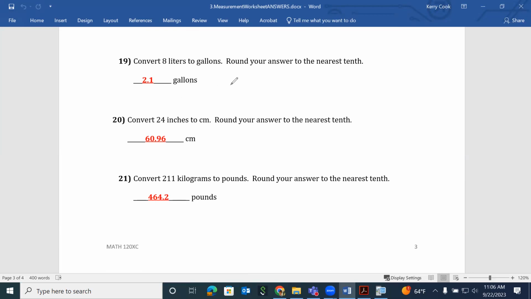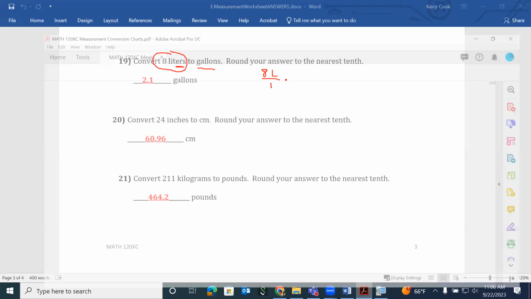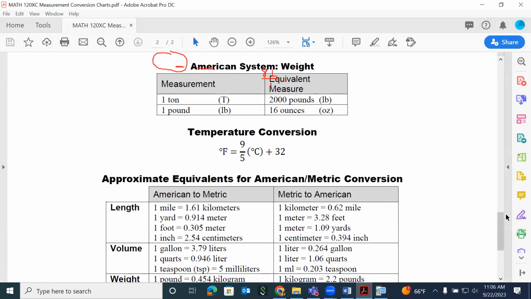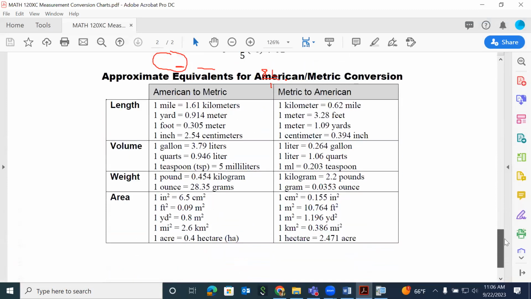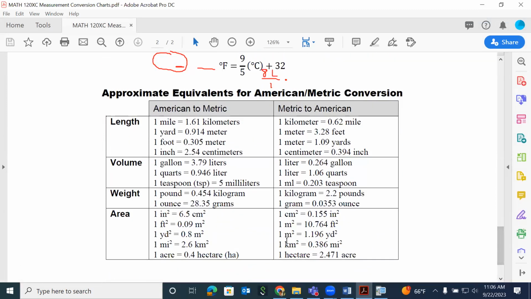This is to remind us of the factor label method. We have a given here of 8 liters, and we want to convert that to gallons. Remember how we set it up: we put 8 liters over 1, and then we need a conversion between liters and gallons. So I'm going to go to my conversion chart, and there's a table of equivalents of American and metric. I'm going to volume, and I want something with liters and gallons.